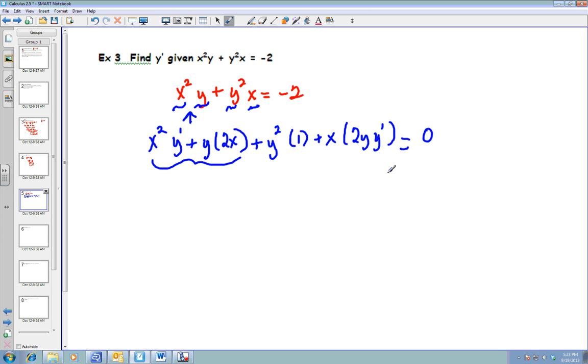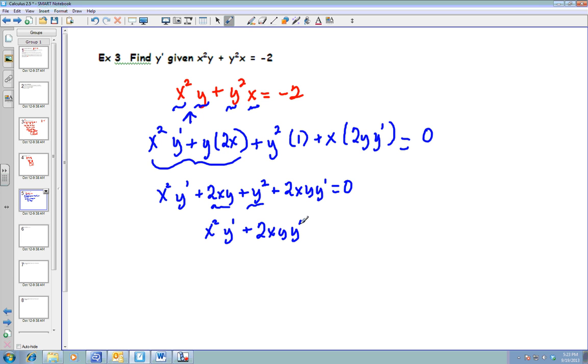Okay, so I'm just going to kind of fix this a little bit. I have x squared y prime plus 2xy plus y squared plus 2xy prime. Now if I'm supposed to solve for y prime, I need my y primes on the left, anything without a y prime over on the right hand side. So I'm going to move these two things. So I have x squared y prime plus 2xy prime equals negative 2xy minus y squared.